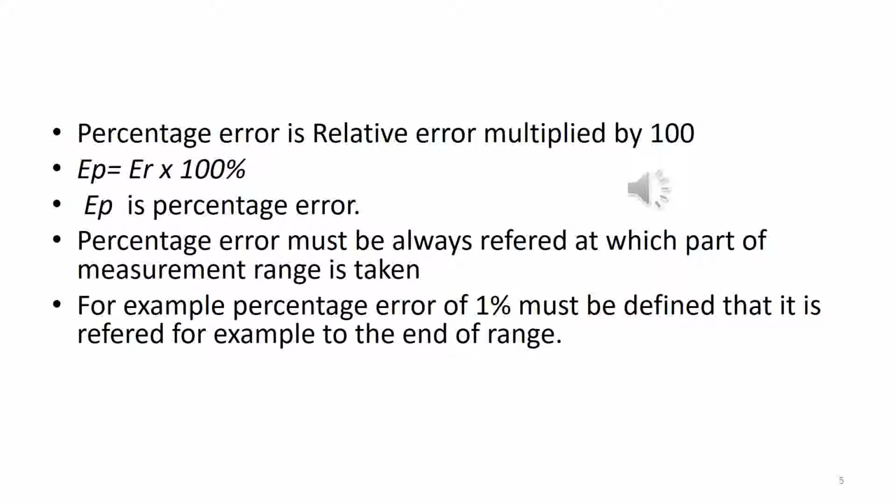Percentage error is relative error multiplied by 100. EP equals ER multiplied by 100. EP is percentage error. Percentage error must always be referred at which part of measurement range is taken. For example, percentage error of 1% must be defined that it is referred, for example, to the end of range.